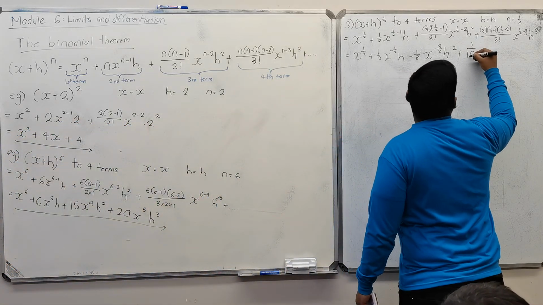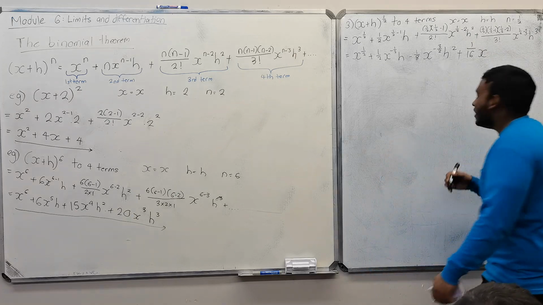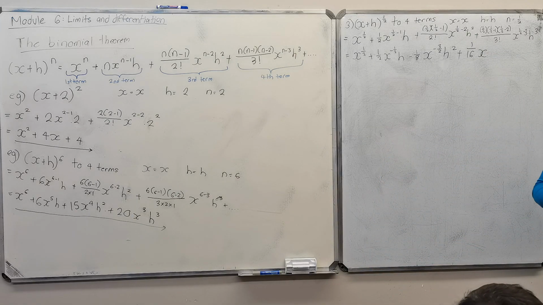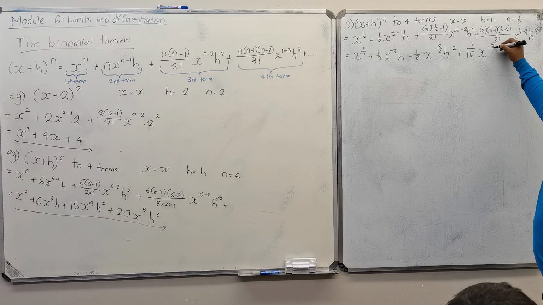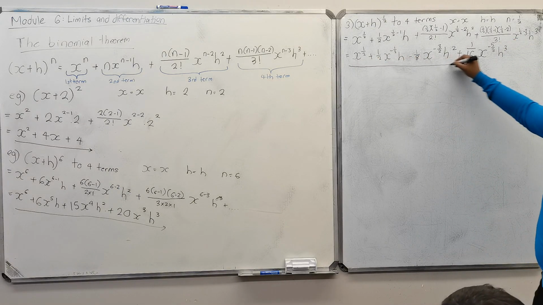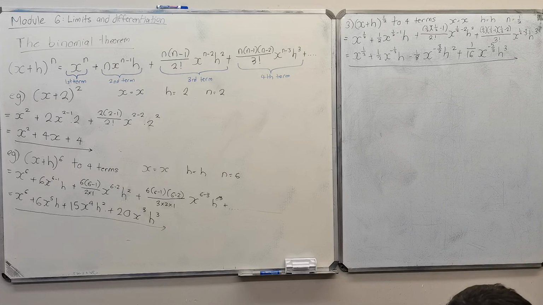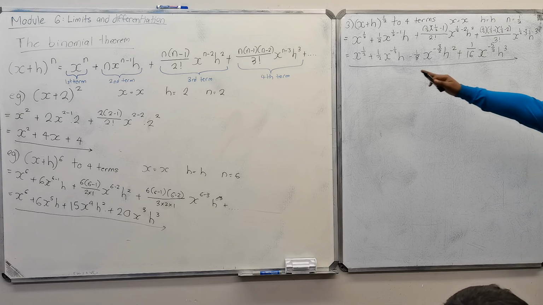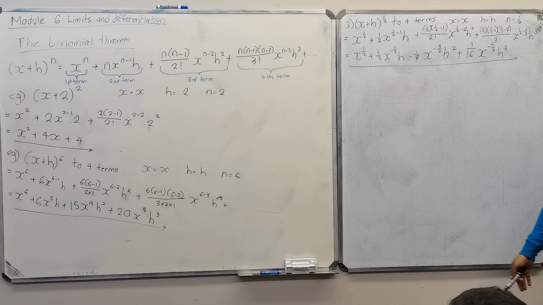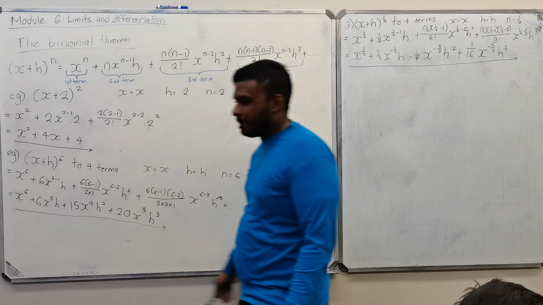Positive. Yeah. 1 over 16, x to the power negative 5 over 2. That's your answer for this term. That's right, isn't it? Negative 5 over 2. It's not bad, right? Whatever they give you, provided that you remember that equation correctly, it's just substituting. Right? Not bad. Let's do another one.